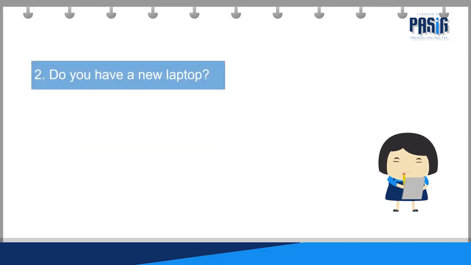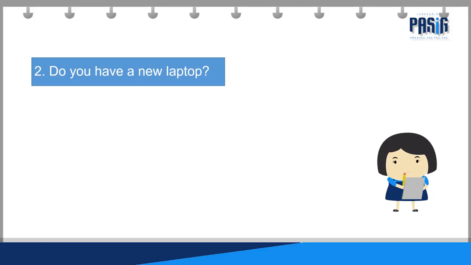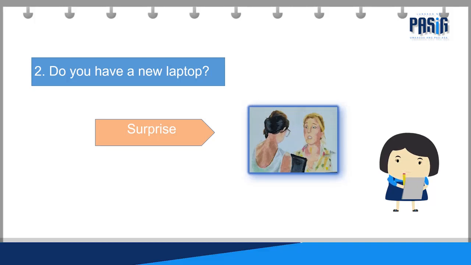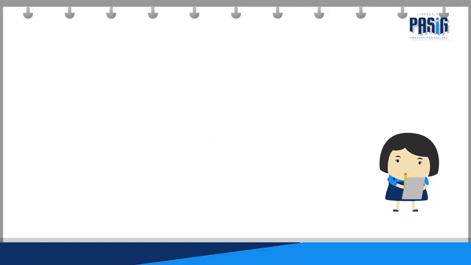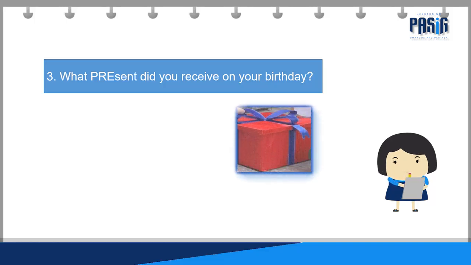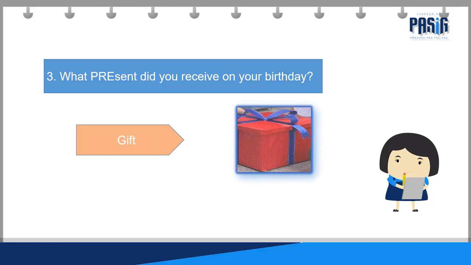Number 2. Do you have a new laptop? If your answer is surprise, that's good. The speaker is surprised that her friend has a new laptop. Number 3. What present did you receive on your birthday? If your answer is gift, you are correct. Present means gift.